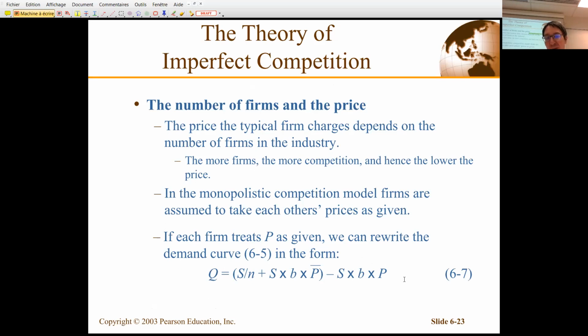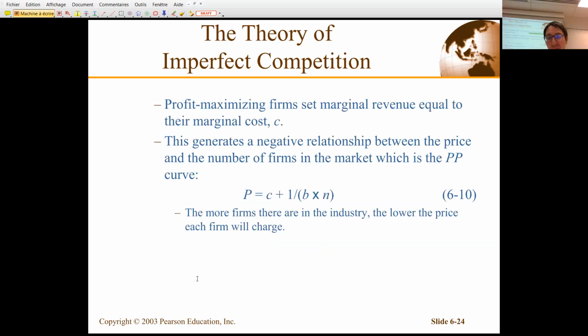So you rewrite the demand this way, but then again, what you have to do is invert the demand. So take P out of the expression, and then you set marginal revenue equal to marginal cost, and then you essentially get this expression at the end.